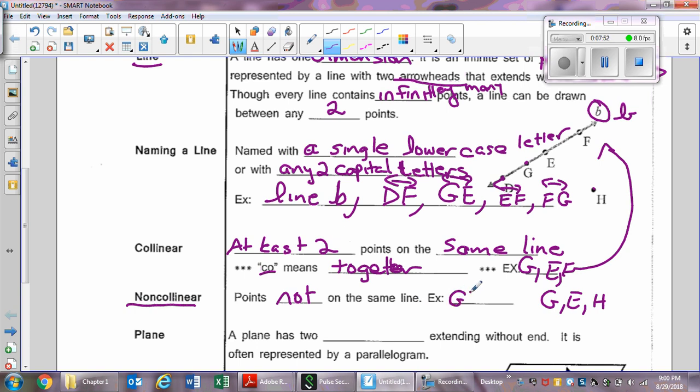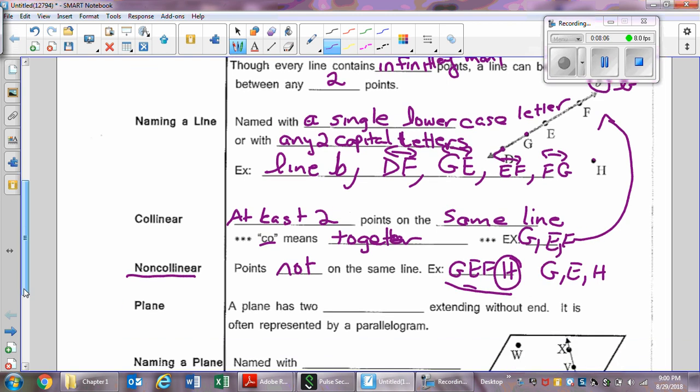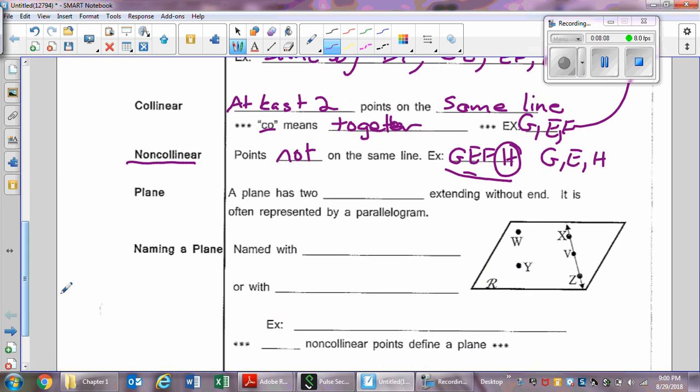So the definition for non-collinear is points not on the same line, and this would be an example for it. So I can say G, E, even you can put F, H. Because H is not on the same line, these points are considered to be non-collinear. Okay, so just try to remember the rule, what makes it collinear, what makes it non-collinear.